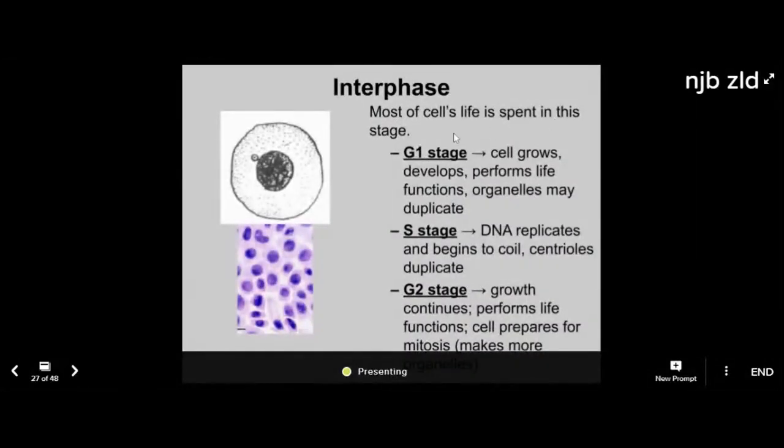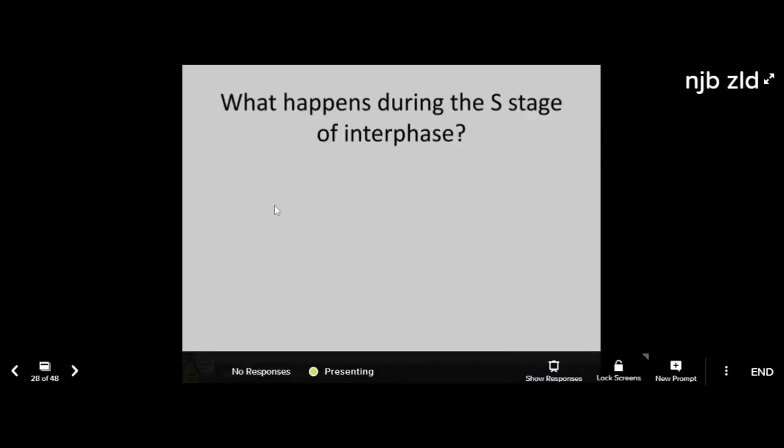Interphase. Most of the cell's life is spent in this phase. Interphase includes the G1 stage: cell grows, develops, performs life functions. Organelles may duplicate. We've got the S stage: DNA replicates and begins to coil, centrioles duplicate. G2 phase: growth continues, performs life functions, cell prepares for mitosis and makes organelles. What happens during the S phase of interphase?